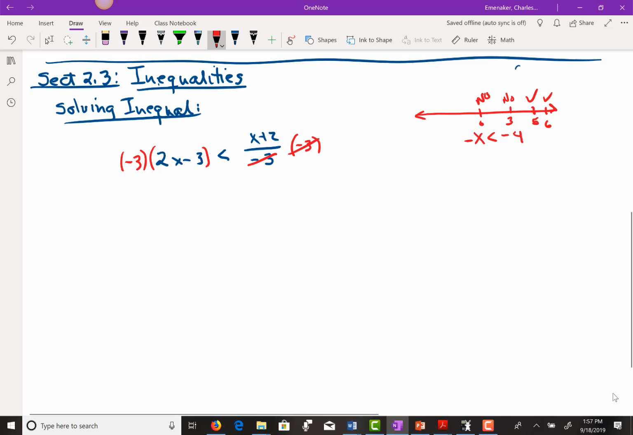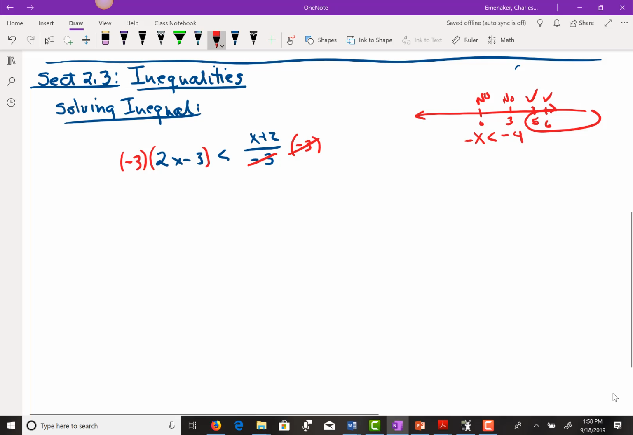So what we're getting is, do you buy here that anything larger than 4 will work? You starting to see the pattern? Okay. So anything bigger than 4 will work. Will 4 itself work? No. Is -4 smaller than -4? It'd be equal to, wouldn't it? So if it was a less than or equal, that would be fine, but it's not. It's strictly less than, so it doesn't work. So what we want are the numbers over here, like 5, 6, 7, 8, 9, 10, 11, 12. Those work.